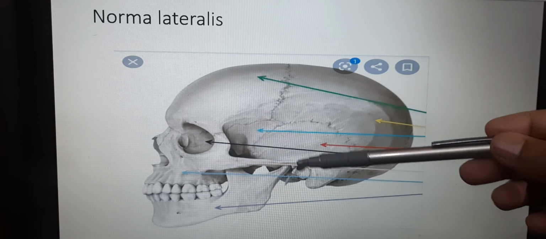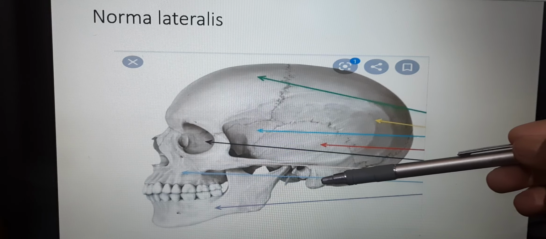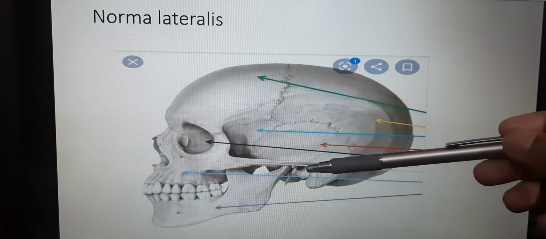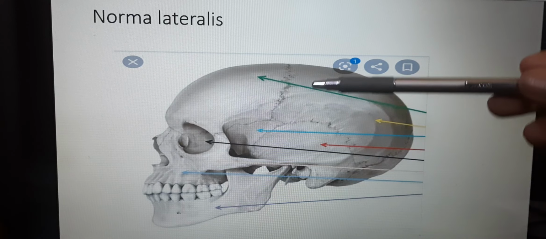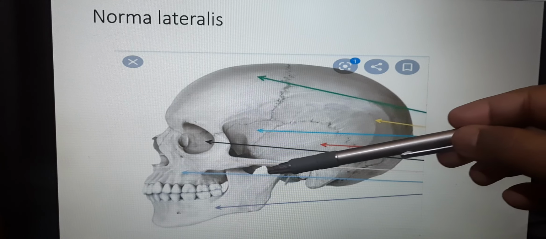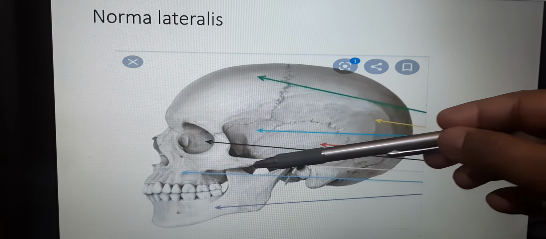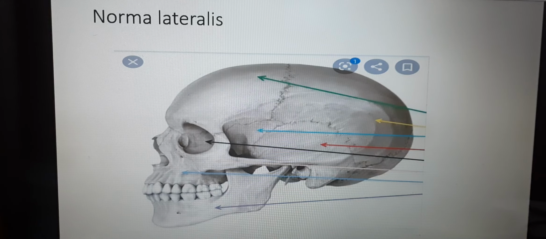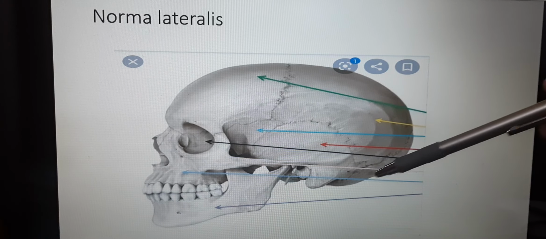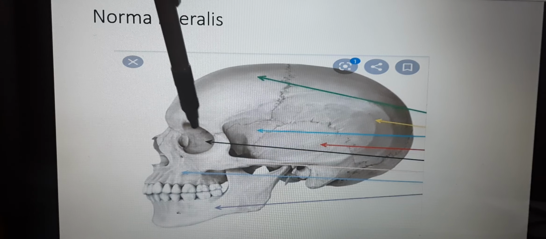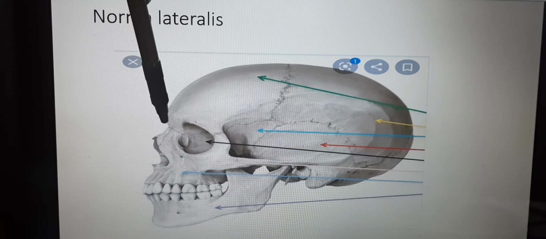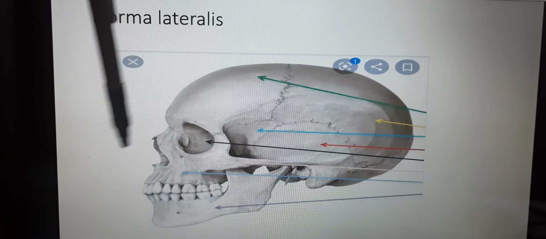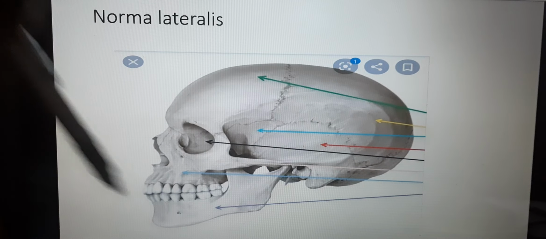This is temporal bone. In temporal bone you can see mastoid part, tympanic part, styloid process, and zygomatic process of temporal bone. This is zygomatic process of temporal bone. You can also see occipital bone behind, and in front you can see zygomatic bone, maxilla, nasal bone. Here you can see nasal bones, and this is mandible.